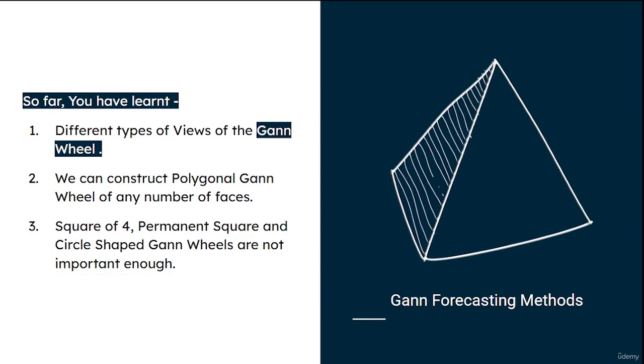So far you have learned different types of views of Gann wheel. We can construct polygonal Gann wheel of any number of faces if you remember how the edges are coming. Square of 4, permanent square and circle shaped Gann wheels are not important enough because they are like a modified version of this entire system which came later on.